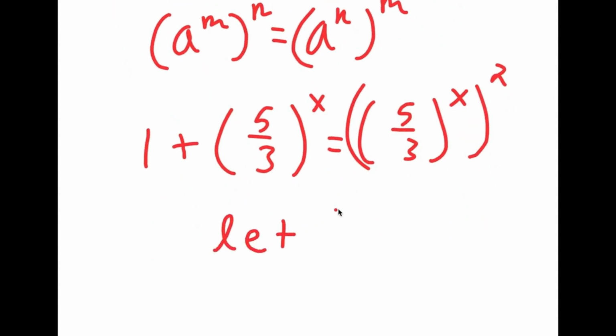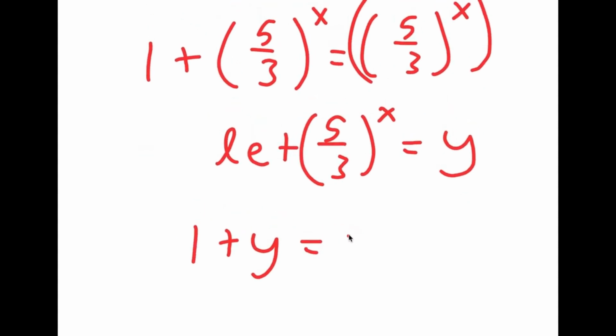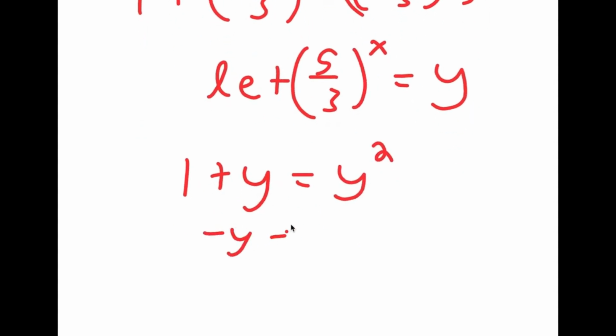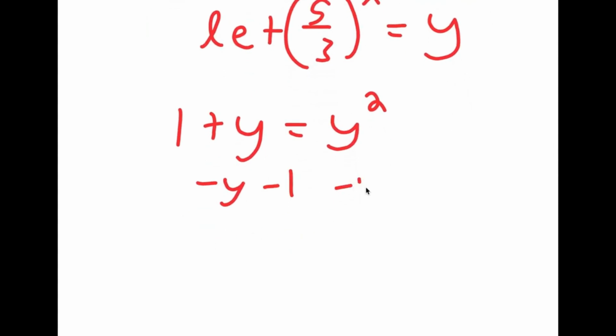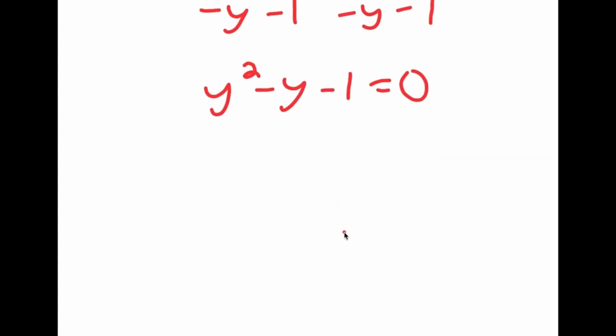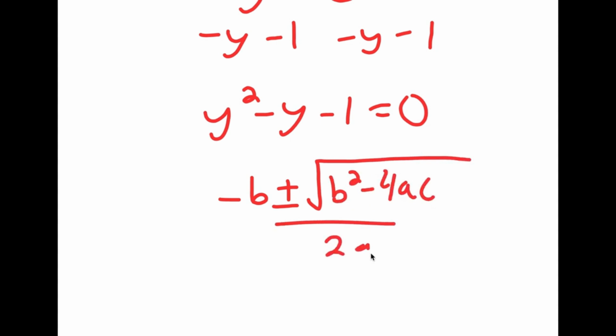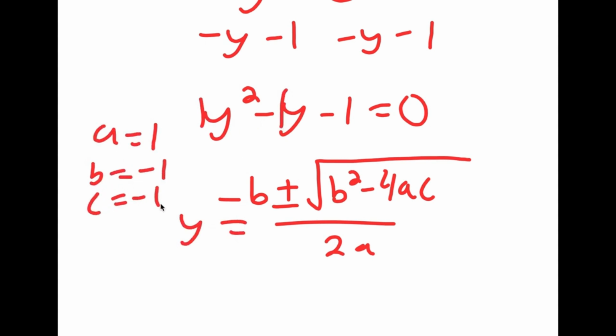Now I'm going to let 5 over 3 to the power of x equal to the variable y. So I get 1 plus y is equal to y squared. And if I subtract y and 1 on both sides, I get y squared minus y minus 1 is equal to 0. So I get a quadratic equation, and to solve this, I'm going to use the quadratic formula, which is negative b plus or minus the square root of b squared minus 4ac all over 2a. So in this case, a is 1, b is negative 1, and c is negative 1.